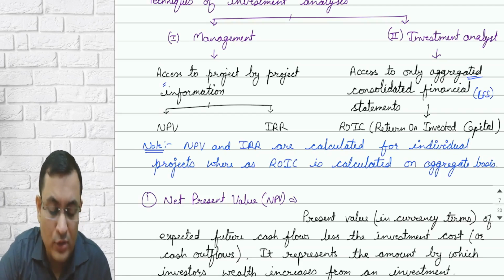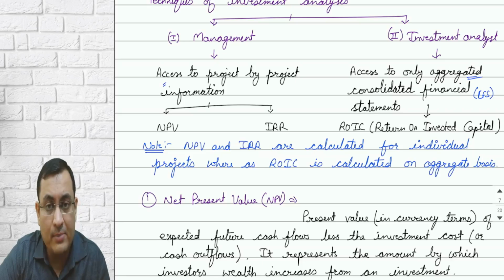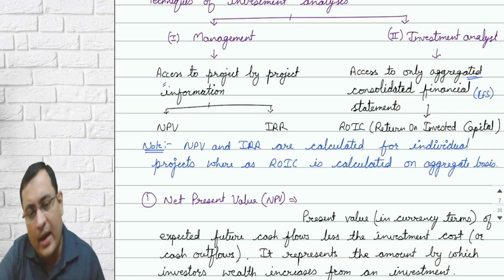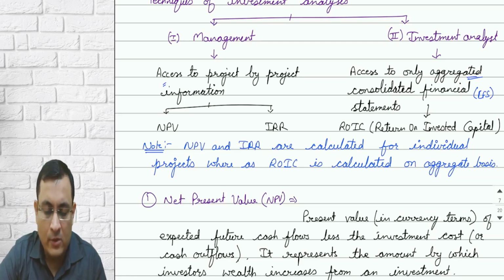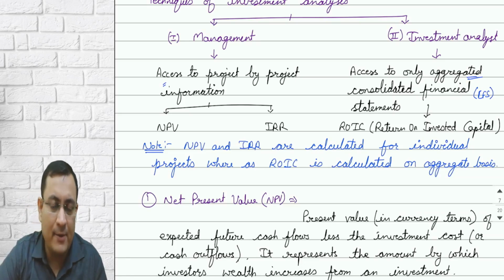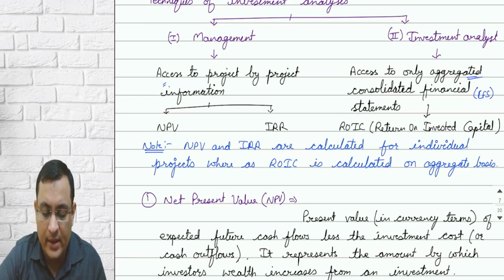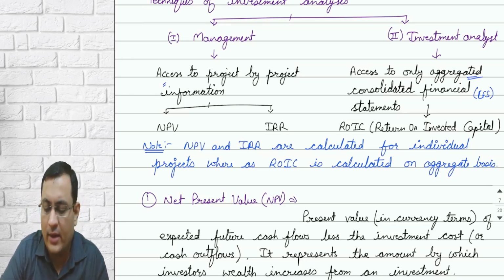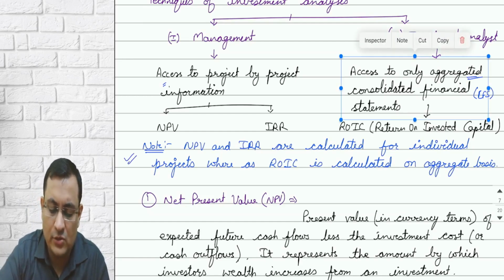So let's come to the management part. When management is doing analysis, they will be using either the NPV technique or the IRR technique. So what are these two techniques? NPV and internal rate of return are calculated for an individual project, whereas ROIC is calculated on an aggregate basis. Maybe an MCQ difference which they may ask.